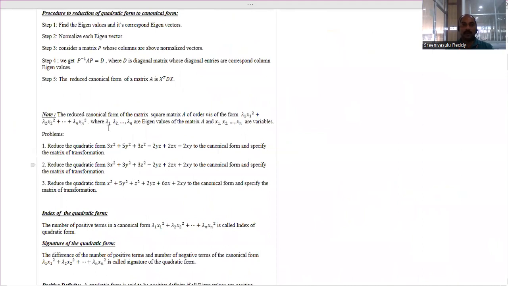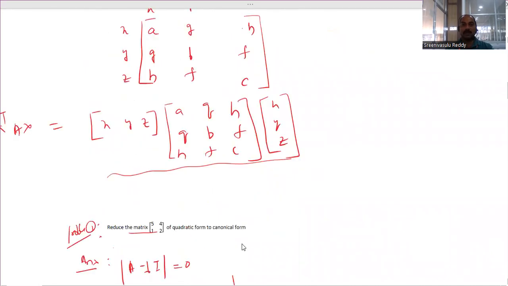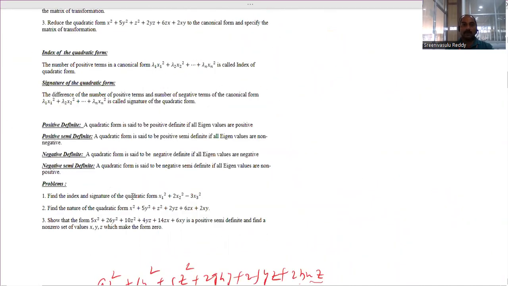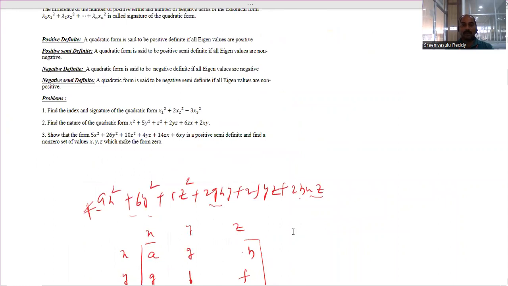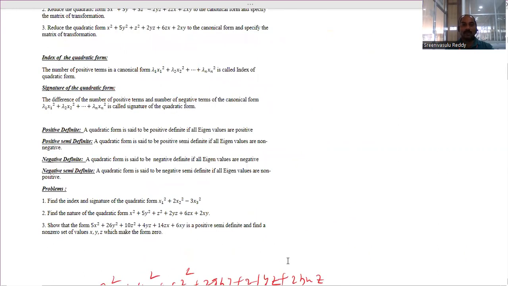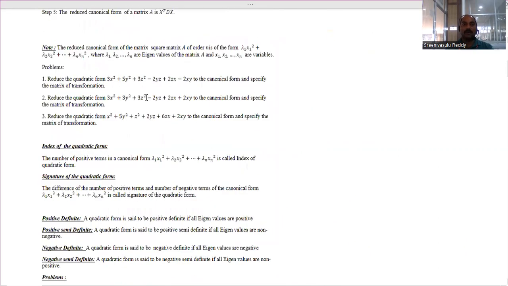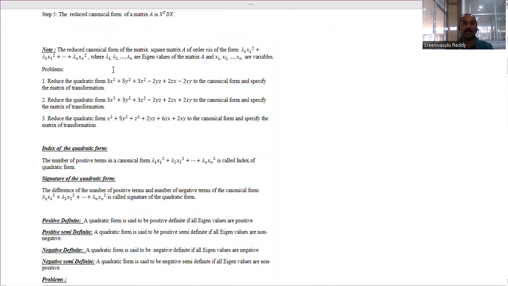Here I provide the canonical form: always first eigenvalue into first variable square plus second eigenvalue into second variable square, up to nth eigenvalue into nth variable square. But this is the procedure for how to evaluate. If they ask for more marks, you evaluate all the procedures. Suppose I ask a 2 marks question, no need to evaluate. Simply find the eigenvalues of the matrix and substitute in the formula. Reduce the quadratic form to the canonical form and specify the matrix.